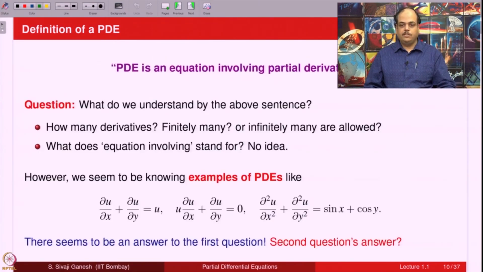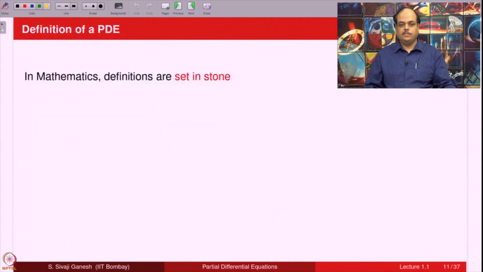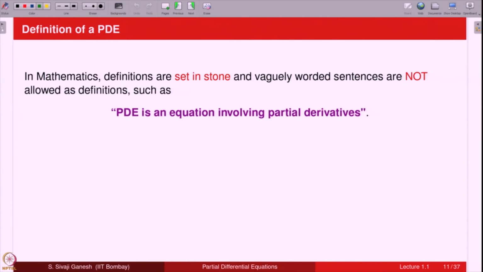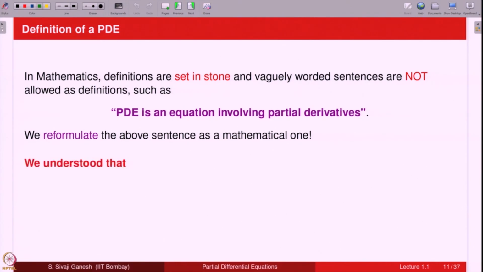So, we need to capture what we are writing here in terms of some definition, which is very rigid. In mathematics, as we know, definitions are set in stone, and vaguely worded sentences are not allowed as definitions, such as this: PDE is an equation involving partial derivatives. So, we reformulate the above sentence, or rather we give a possible mathematical meaning of this sentence, and once we write it down as a definition, we stick to that. That is a definition.